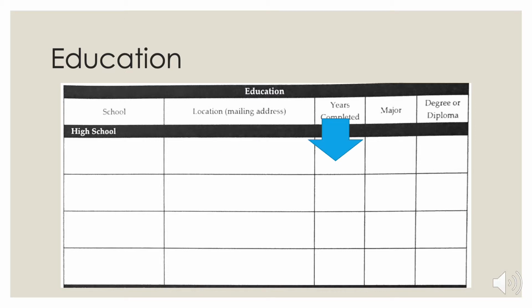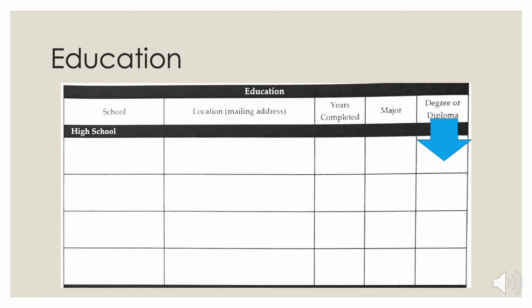This box here would like to know how many years of school you have completed. If you've already graduated, you should put 4 in this box. If you are a senior, you've completed 3 years of high school. If you are a junior, you have completed 2 years, and so on. The next box asks for your major, which is something that you can disregard. You do not have a major in high school, only in college, so you can leave this box blank or write NA.